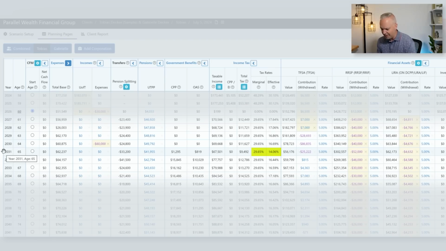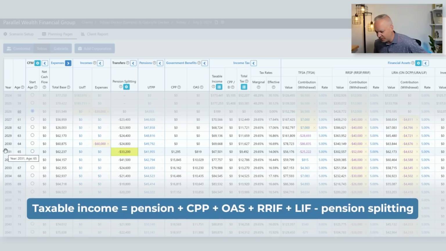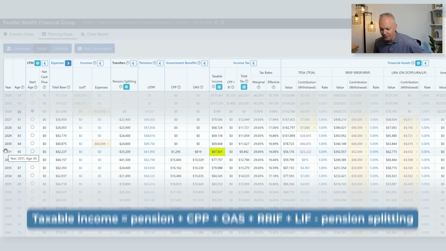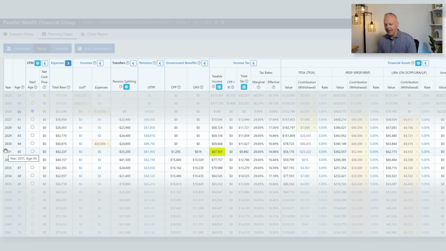Now you can see he's pulling a bit of money out of his TFSA that year, a substantial amount out of his RSP or RIF at that point, $52,000, and the maximum amount out of the LIRA of $4,632. And then he's going to income split, meaning that he's going to shuffle some of that income over to Gabriel, $33,000, for tax purposes. So if we add up all those numbers, the 52, the 4, the 25, the CPP and Old Age Security, minusing the 33,200, we're going to get 67,501. So that's his taxable income. So again, you need to know where that's coming from.